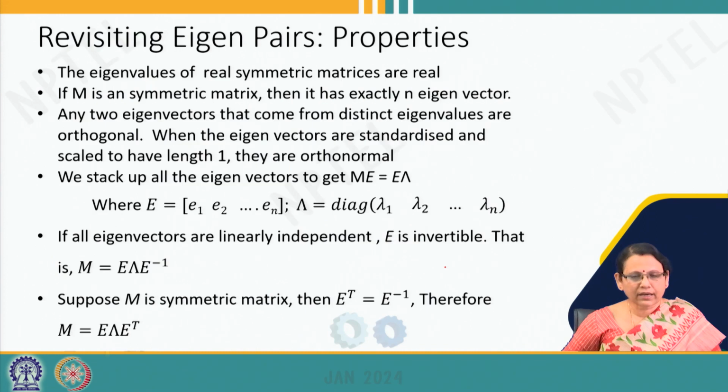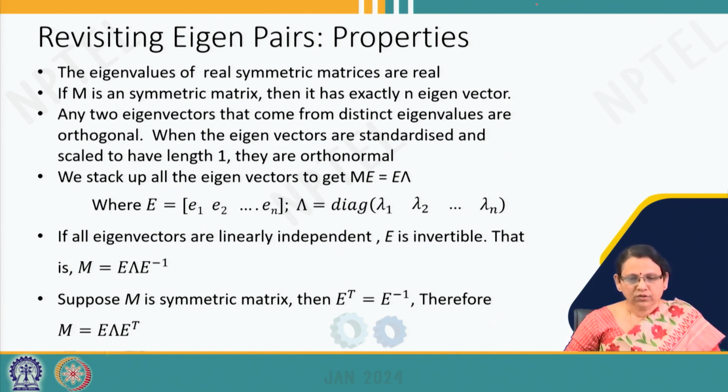Now, the question is, why are we talking about these eigenvectors? Because they have some very nice properties which are going to help us in finding out the principal components, which in turn will help us in dimensionality reduction.